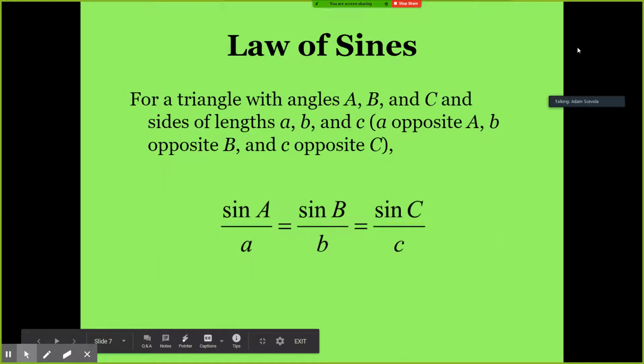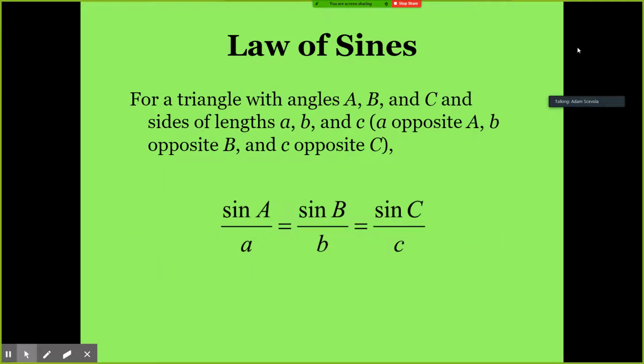And so here is the law of sines. For a triangle with angles A, B, and C, and side lengths a, b, and c, where a is opposite A, b is opposite B, and c is opposite C, then the sine of angle A divided by side a is equal to the sine of angle B divided by side b, and that's equal to the sine of C divided by the side across from angle C.